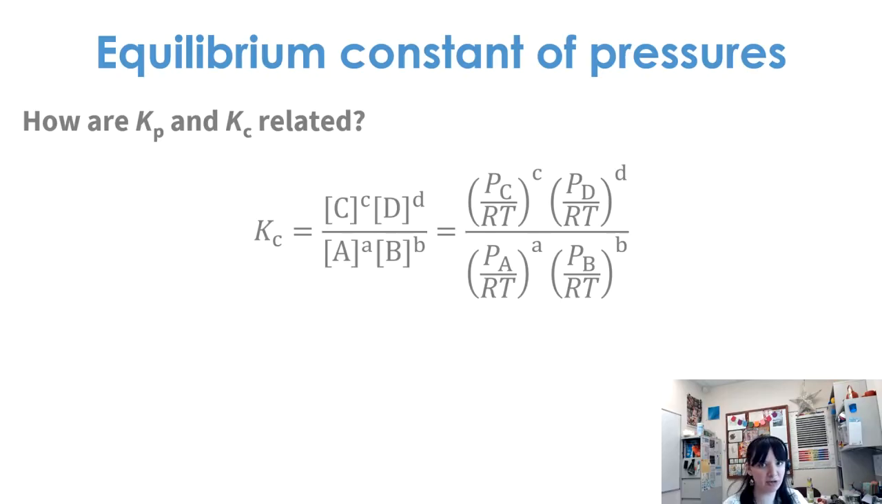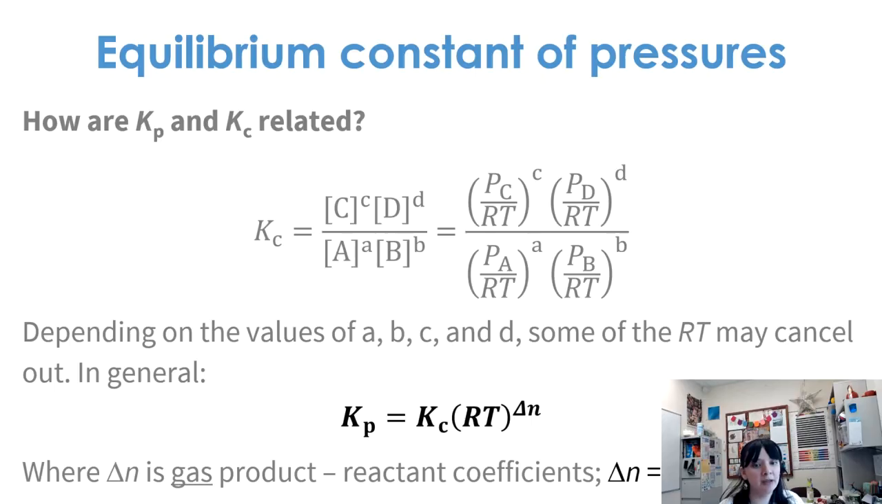Now this is a little bit messy, but we can simplify this because each of these partial pressures is being divided by the same R and the same T. So I can pull that RT portion out of the equation, and that's just going to leave me with the pressures of the products divided by the pressures of the reactants, basically the Kp expression. And so what that means overall is that the equilibrium constant of pressures is going to be equal to the equilibrium constant of concentrations times the ideal gas constant and the temperature, that portion RT held to some power.